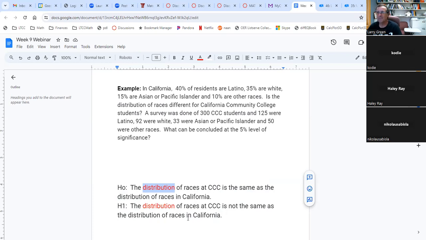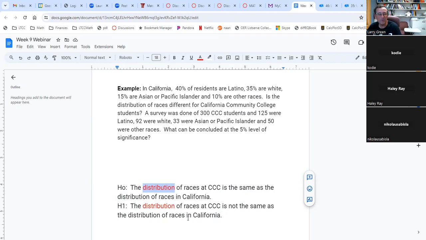So write it down, understand it. That's a piece of it. But even more importantly, just to make sure that you're aware of this, if you do not put the word distribution in your H0 and H1 for a goodness of fit test, you will lose points. Got it? That's a promise.